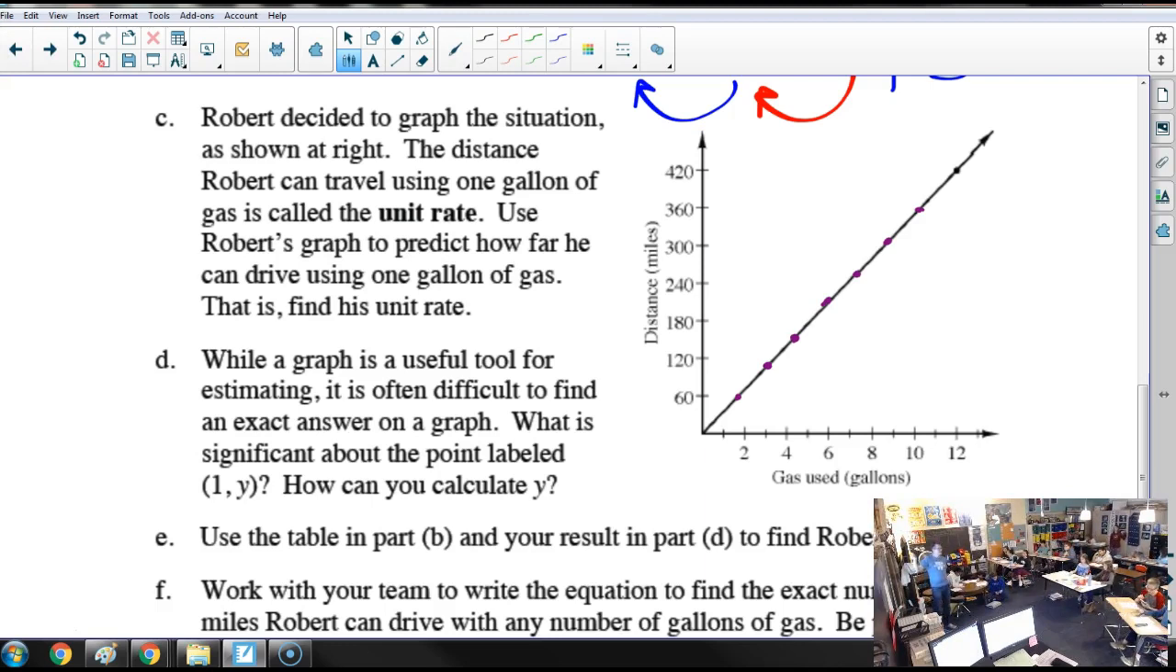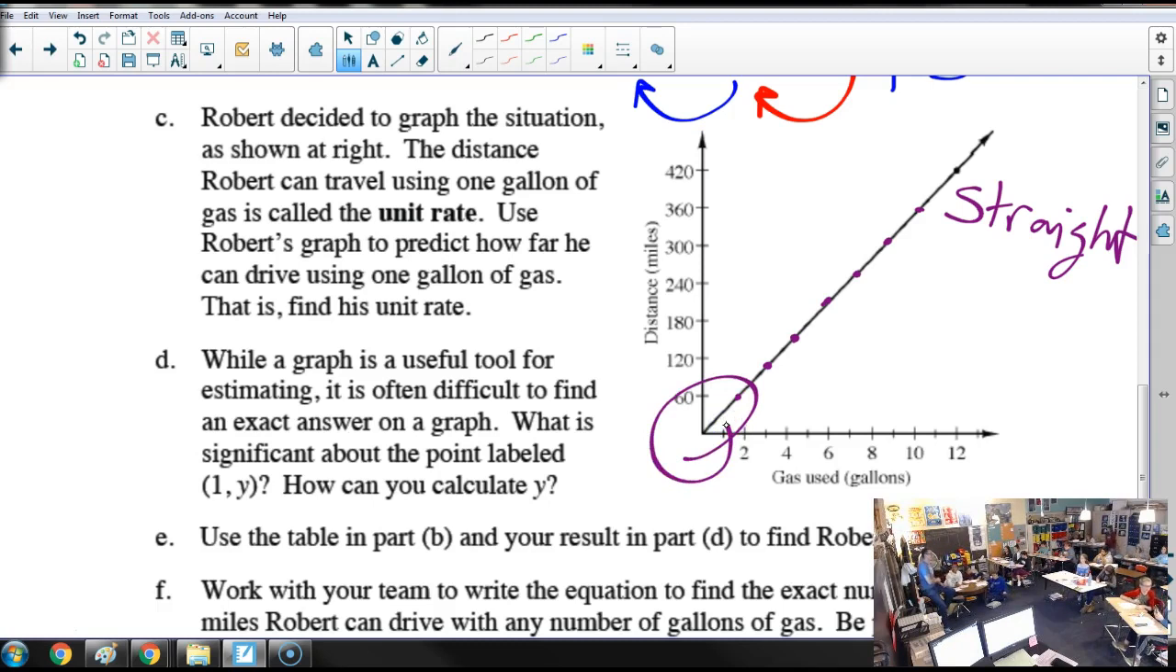What do you notice about the line? You made us draw a graph and it's a straight line that goes through the graph. Ooh, a straight line that goes through the origin. So guys, this is not on your paper, but we're going to draw a graph in a minute. When a situation is proportional, it's a straight line through the origin, right? Straight line through the origin. So if we were to graph Robert's situation, this is how it would look. Any questions?